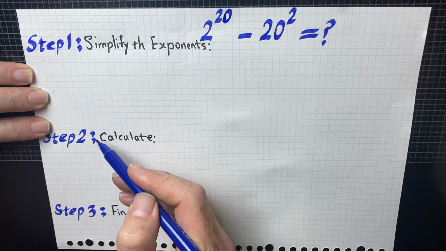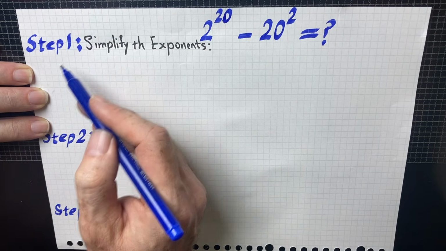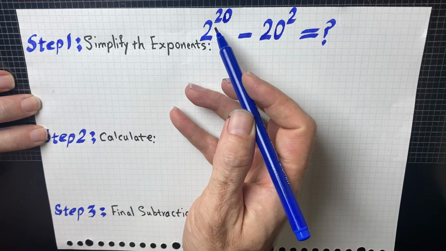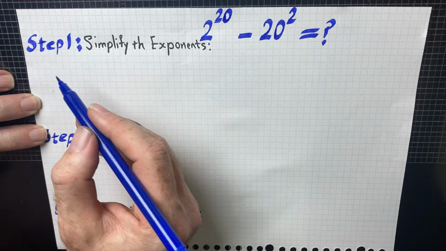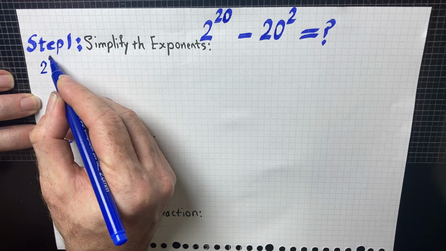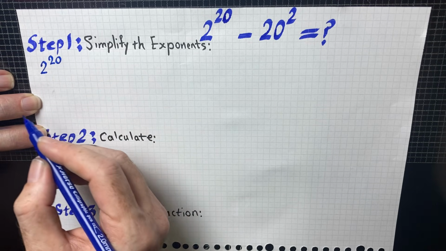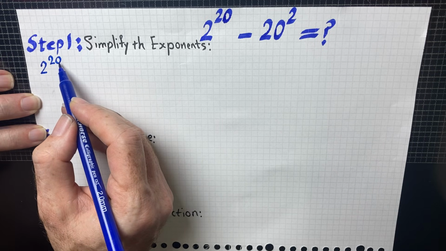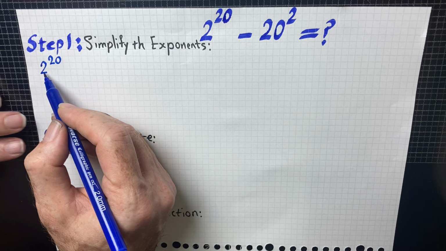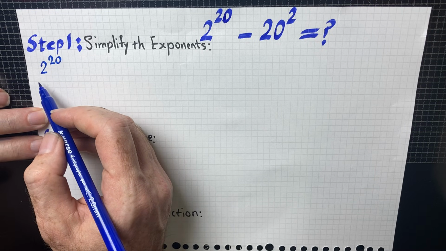I'm going to solve this in 3 steps. Step 1, we are going to simplify the exponent. First one, we have 2 raised to the power of 20. What does it mean? This is base, this is exponent, which means 2 is multiplied by itself 20 times. This is a large number.